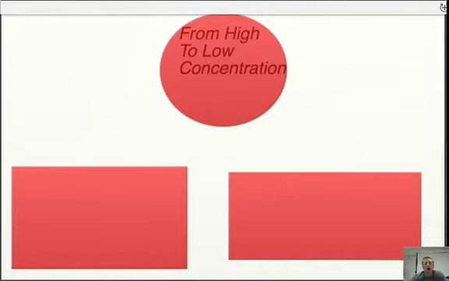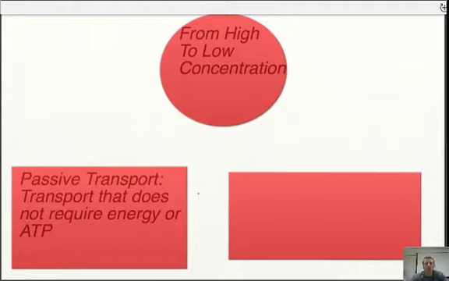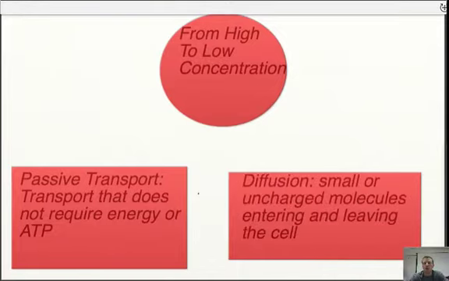As you notice here, we're on the left-hand side now, from high to low concentration. So it's moving from a higher amount into a lesser amount. There are two types, and the first one is passive transport. Passive transport is transport that does not require energy, or ATP. So it's the opposite of active transport, where active required ATP or energy, passive transport does not. And we're going to look at three different types of passive transport. The first one is diffusion. Diffusion is small or uncharged molecules entering and leaving the cell.